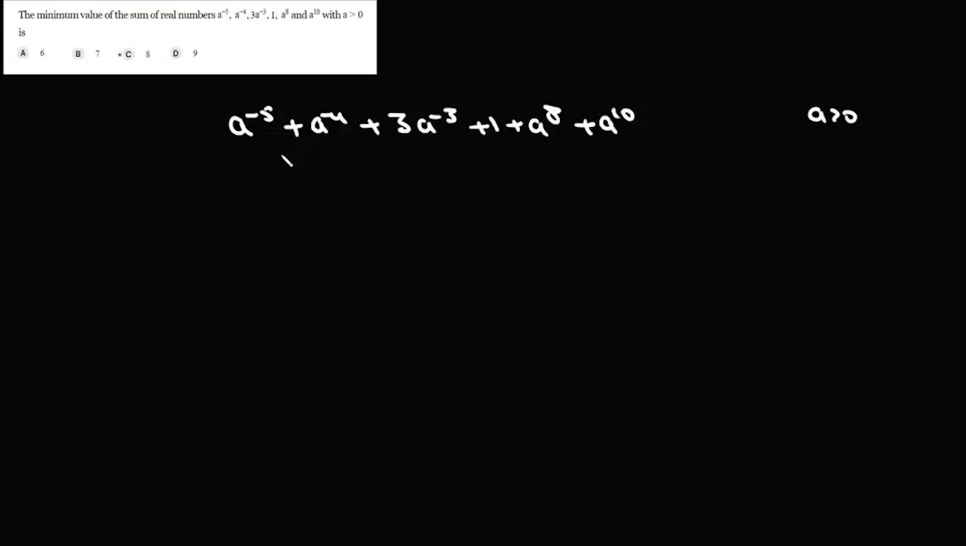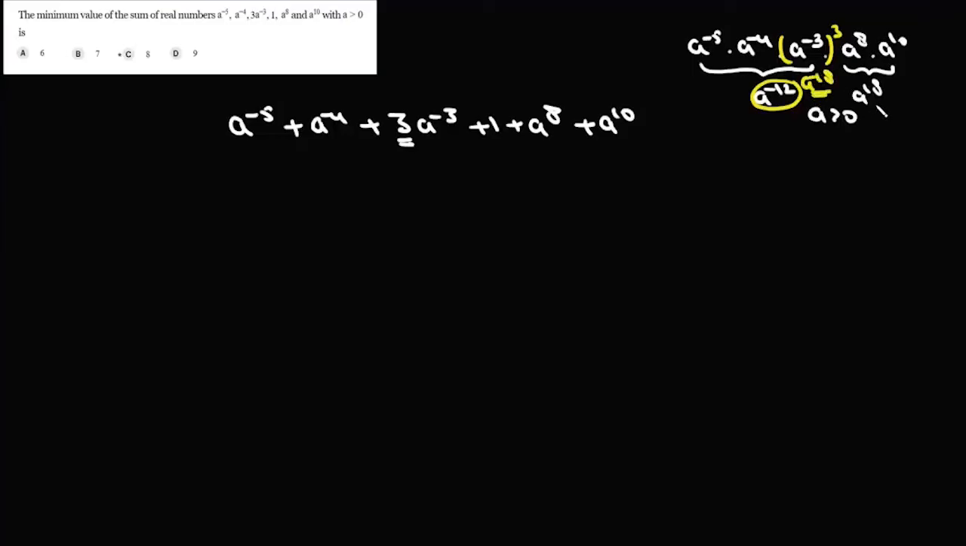But the problem here is if we multiply the powers of a, it will be a to the power minus 5 into a to the power minus 4 into a to the power minus 3 into a to the power 8 and a to the power 10. Now these negative powers come to a to the power minus 12 and these positive powers are a to the power 18. So their GM won't be constant, but we have this 3 here. So if we consider this a cube 3 times, then we'll have a to the power minus 18 here, and in that case this GM will be a constant number.